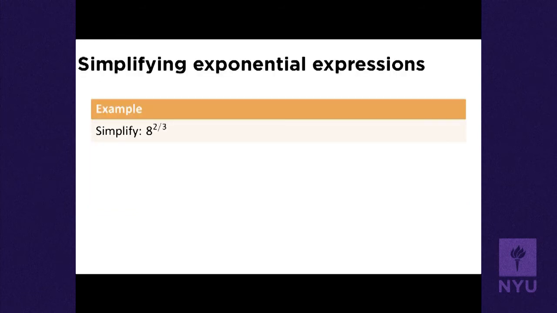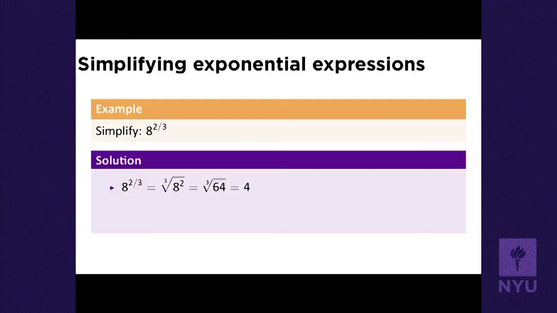Let's think about simplifying a number like 8 to the 2/3 power. Okay. So there are two ways to think about 8 to the 2/3. One is that you can take 8 squared and then take its cube root, because that would be 8 to the 2 to the 1/3 power. Or you can take the cube root of 8 and then square it. That would be 8 to the 1/3 to the 2 power. All right. Well, what do we get if we do that?